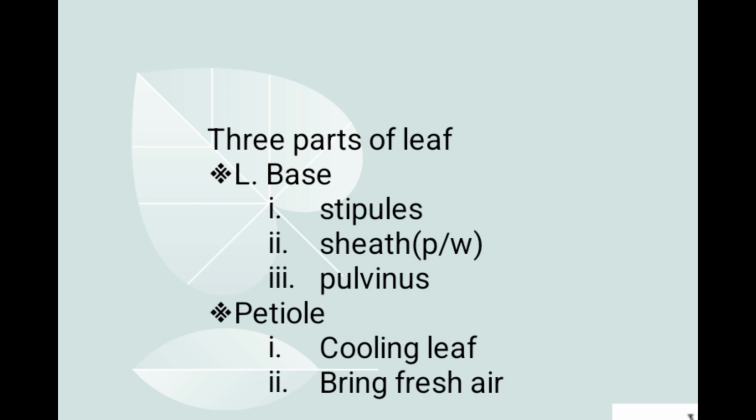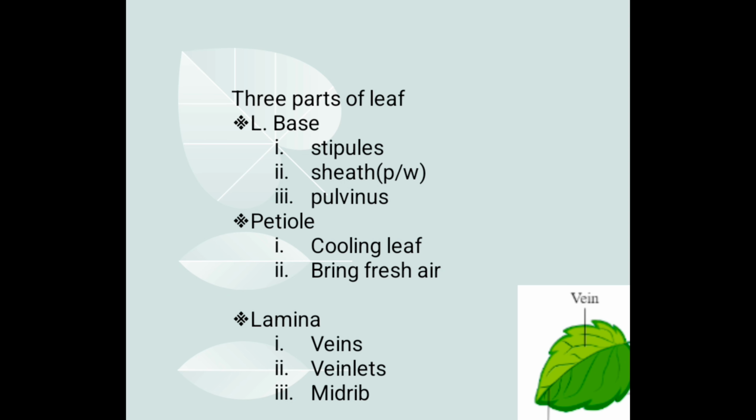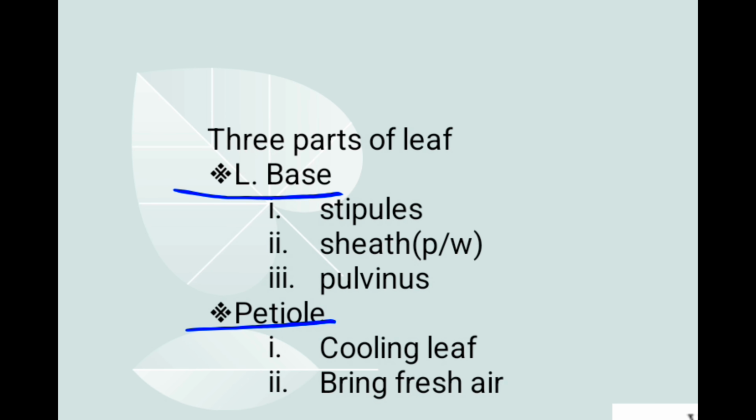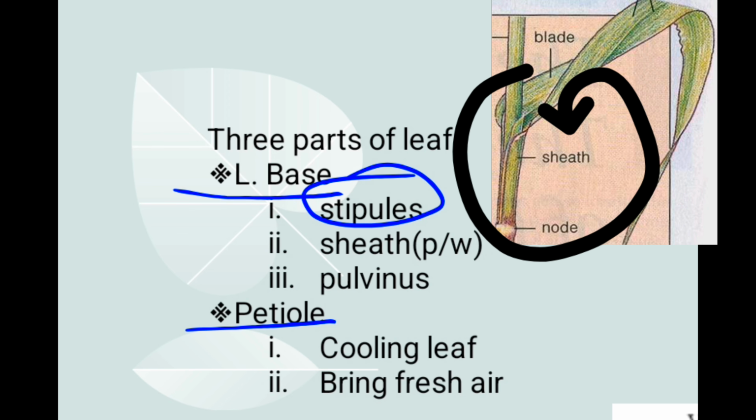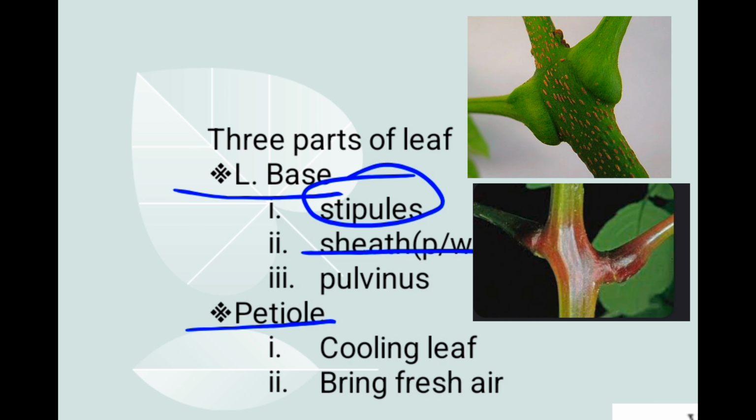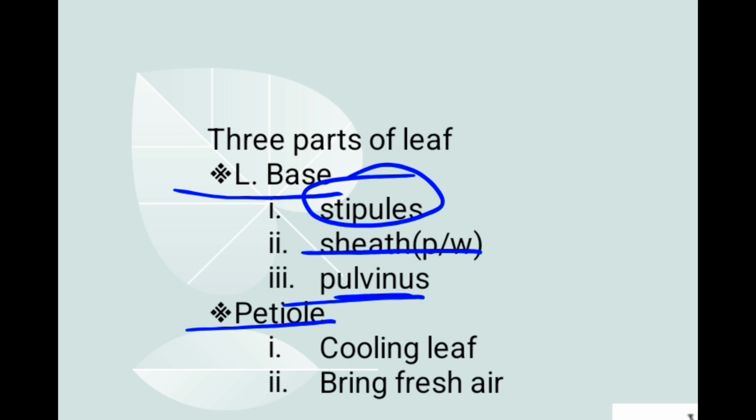Leaf. Three parts of leaf, which are leaf base, petiole, lamina. Lamina is also called leaf blade. In monocots, leaf base expands into a sheath which covers partially or wholly the stem. In leguminous plants, leaf base gets swollen and it is called pulvinus.